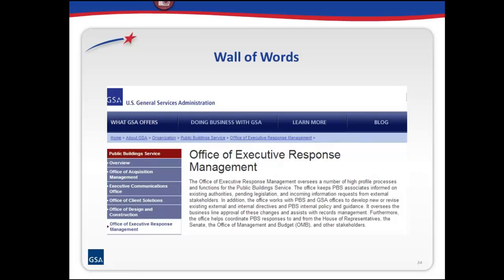What task are they going to help me with? If this is just about an organization, that needs to be in sections. It needs to be in different parts. So, oversees a number of high-profile processes and functions doesn't tell me a great deal. So it needs to be in shorter paragraphs. It needs to be a lot more specific.